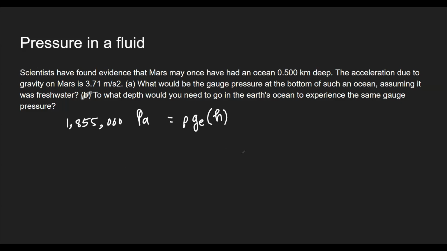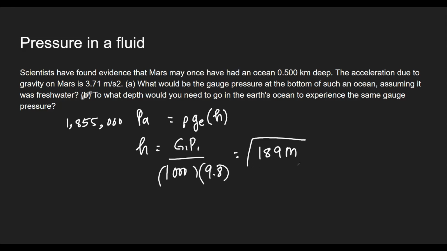So having everything into consideration, we just need h is equal to your gauge pressure all over our rho, density, 1,000 kilograms per cubic meter, times my gravity, which is 9.8 on Earth. Your gauge pressure is just 1.86 times 10 to the 6th power. So just plug it in there. That will give us approximately 188 or 189. So let's have 189 meters.